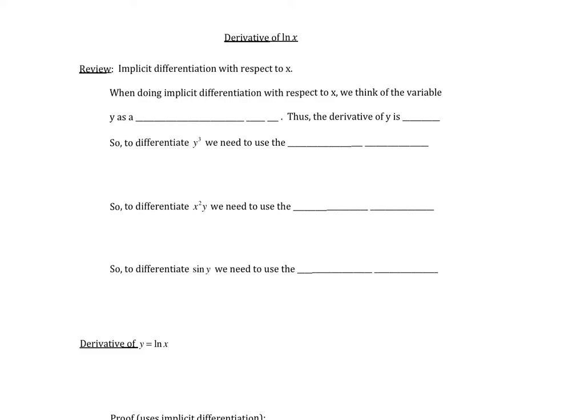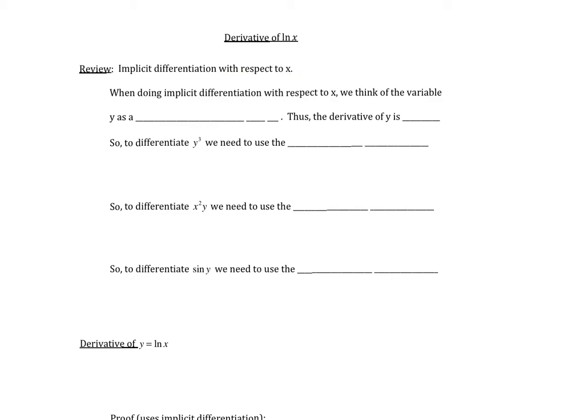In this video, we're going to learn about the derivative of the natural logarithm, ln(x). And in order for us to really understand this derivative, we need to review implicit differentiation. We need to do implicit differentiation with respect to a variable. And in this case, we'll be doing it with respect to x.